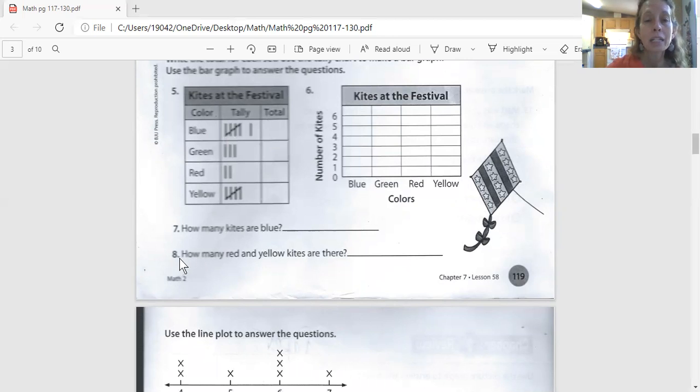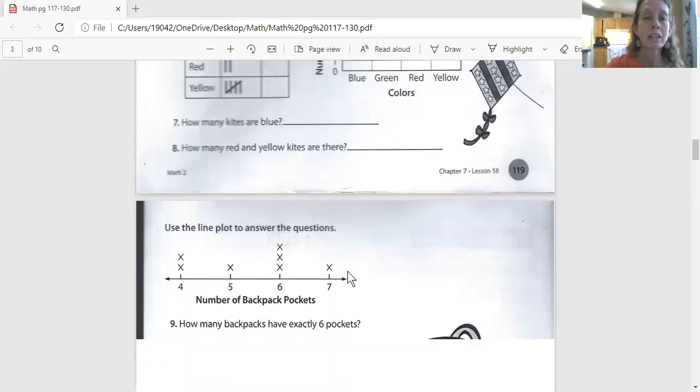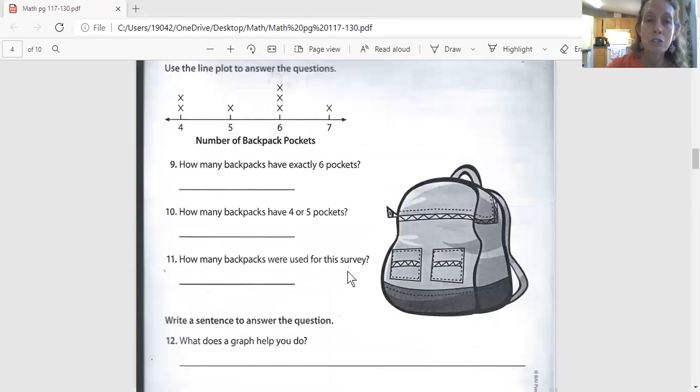And then I come to number 8 and it says, how many red and yellow kites are there? And the word and, KJ? And, does that mean add or subtract? And means add. So you're going to add my red kites plus my yellow kites. So my red kites, I have 2, plus my yellow kites, I have 5. 2 plus 5 is 7. That's right, very good. 7 kites altogether, red and yellow. All right, very good. That takes us to the back.